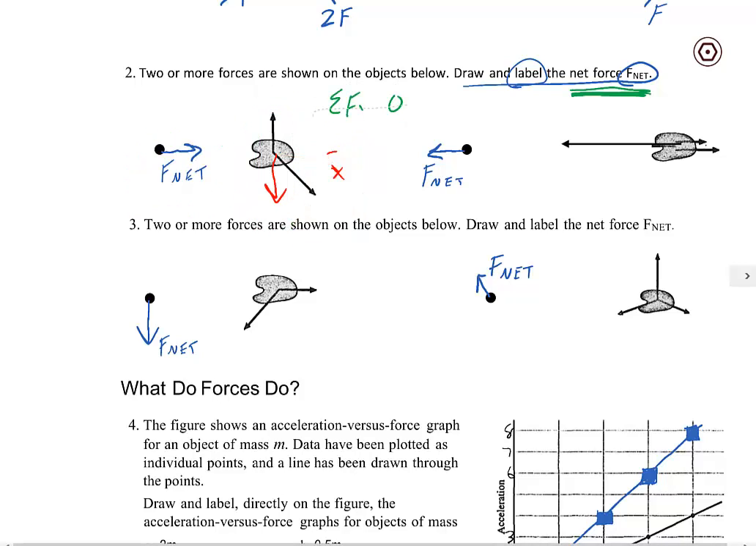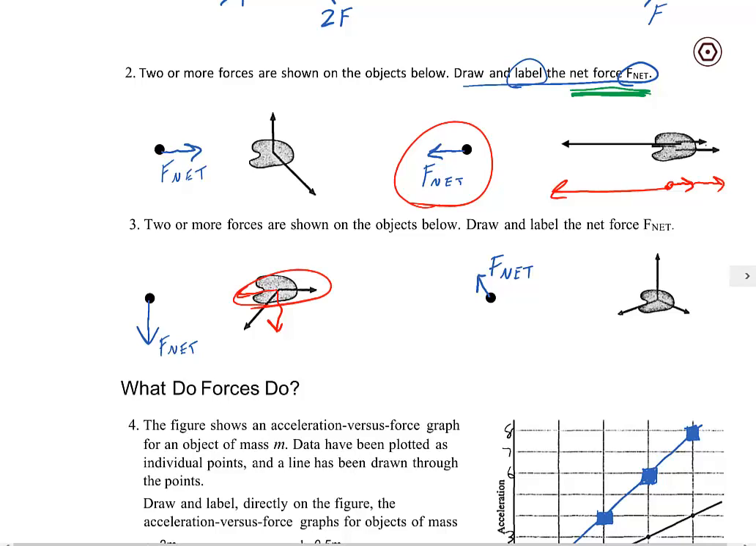Looking at part B for number 2, we have something moving to the side, another one moving to the side, and it appears that this force here is a little bit longer, and that's why I made my net force to the left. On number 3, if we separate it into the y and the x, again, it looks like these x forces cancel each other out, which is why I have a net force that's only down.